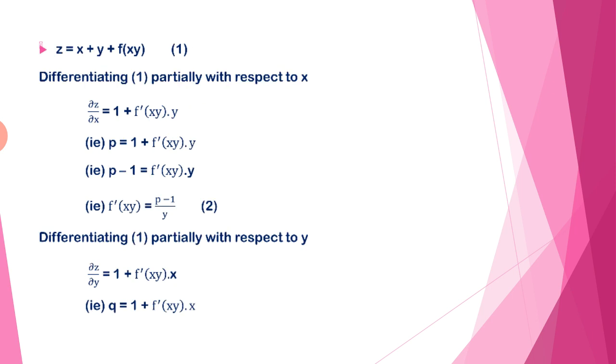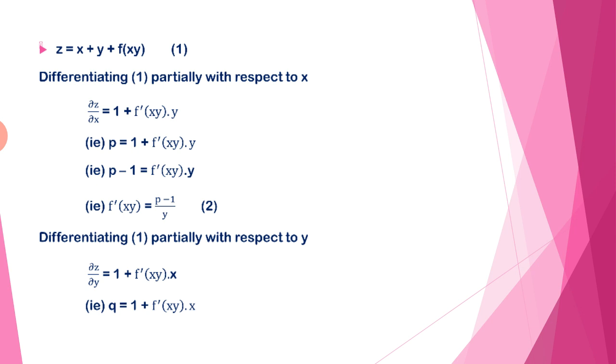One more example, z = x + y + f(xy). Equation 1. Differentiating 1 partially with respect to x, we get ∂z/∂x = 1 + f′(xy)·y. We know that p = ∂z/∂x. This implies p = 1 + f′(xy)·y. This implies p − 1 = f′(xy)·y. This implies f′(xy) = (p − 1)/y.